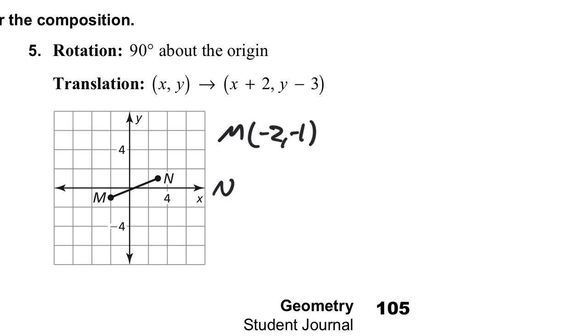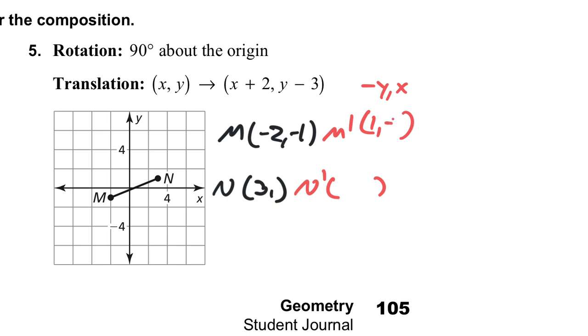-2, -1. And N is 3, 1. Let's go ahead and do M prime and N prime. So this is a 90-degree rotation. So 90 degrees says we need to take our x and y and turn them into -y, x. So that's going to give me 1, comma, -2.